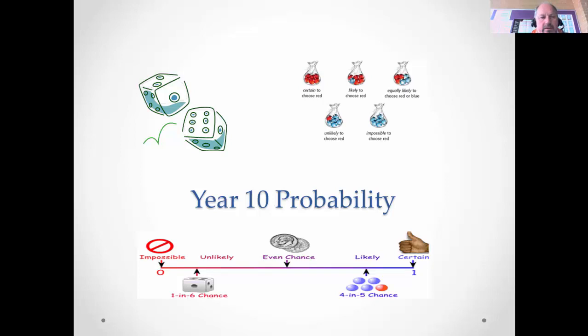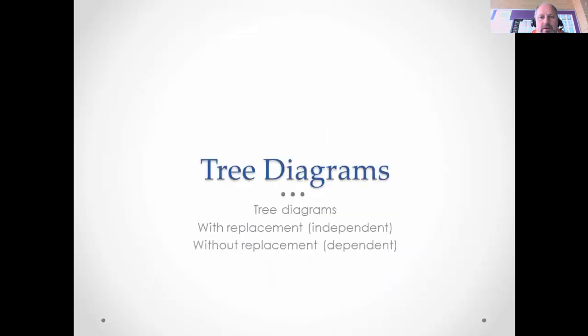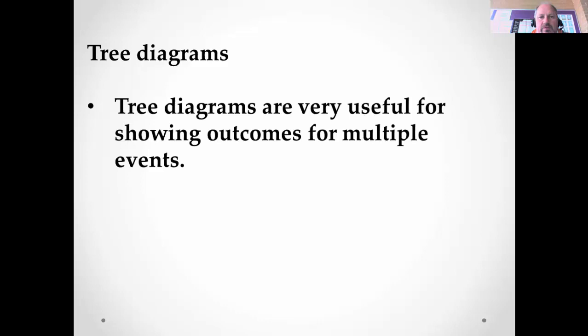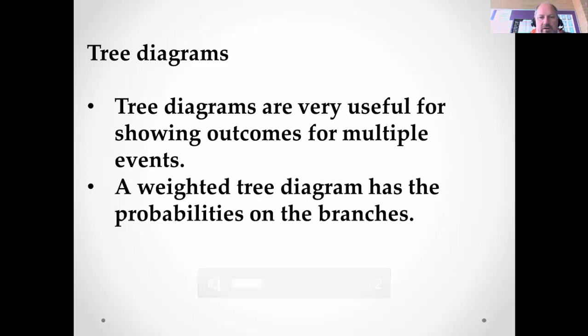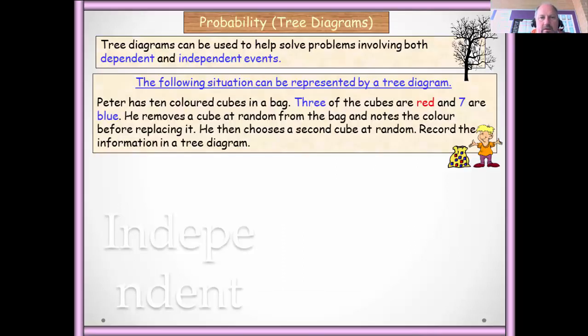Okay, this is lesson number 6 on tree diagrams. Tree diagrams, two situations: with replacement and without replacement. Tree diagrams are very useful for showing outcomes of multiple events. A weighted tree diagram has the probabilities on the branches. Tree diagrams can be used to help solve problems involving both dependent and independent events.